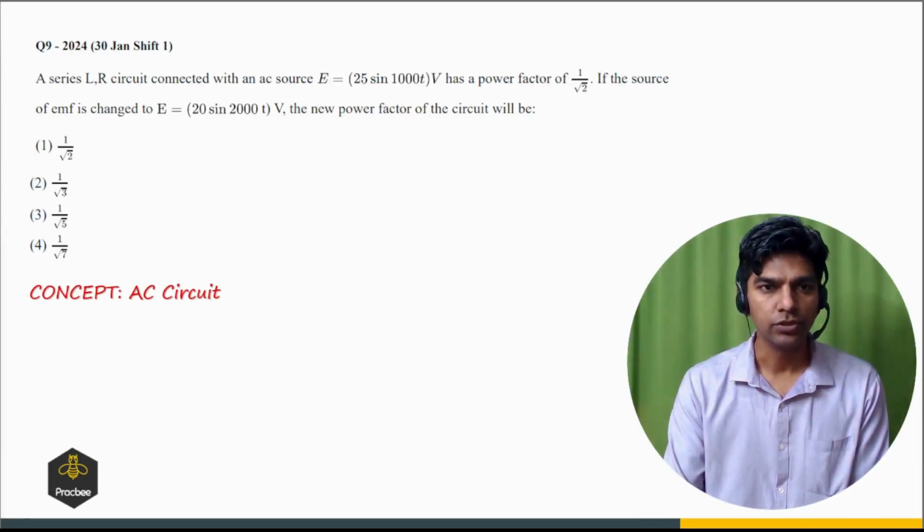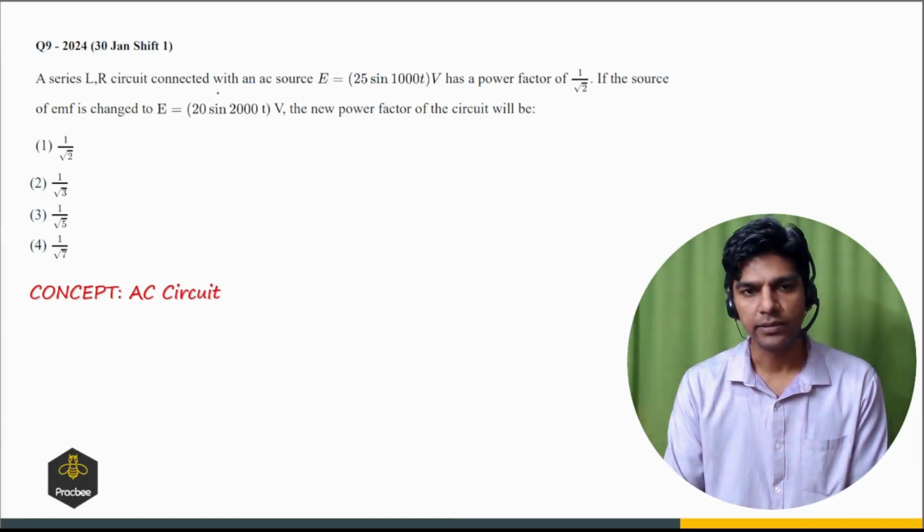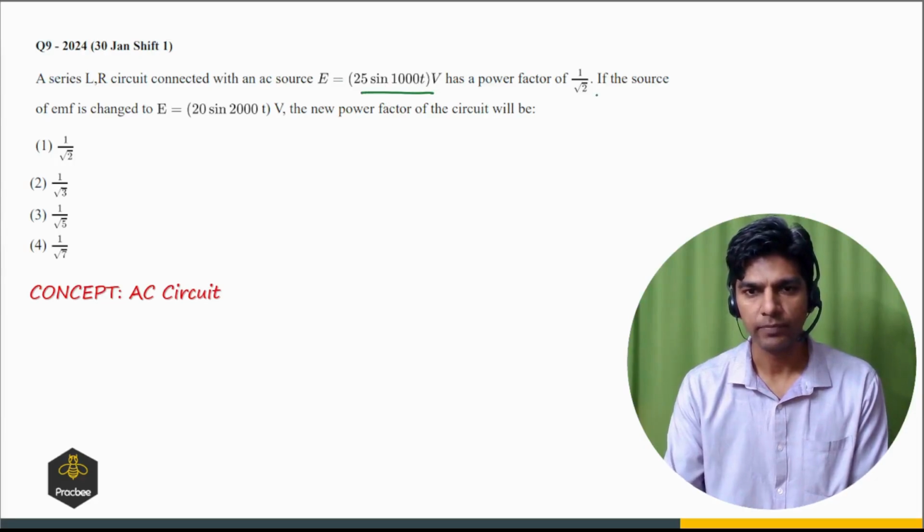Now let us see the next question. A series LR circuit connected with an AC source, which is 25 sine 1000t volts, has a power factor of 1 by root 2.